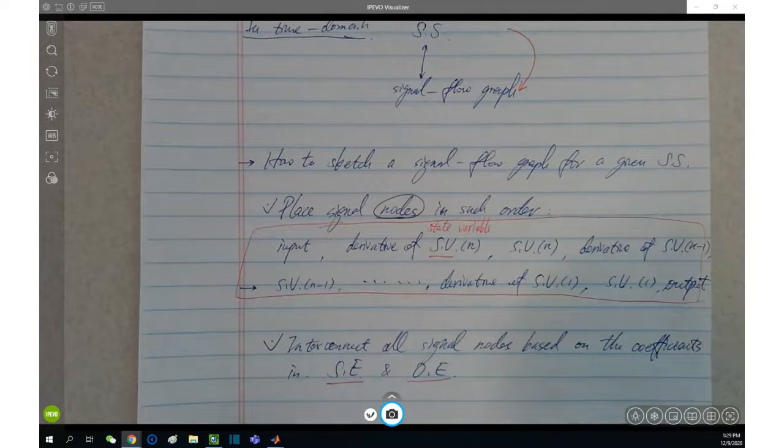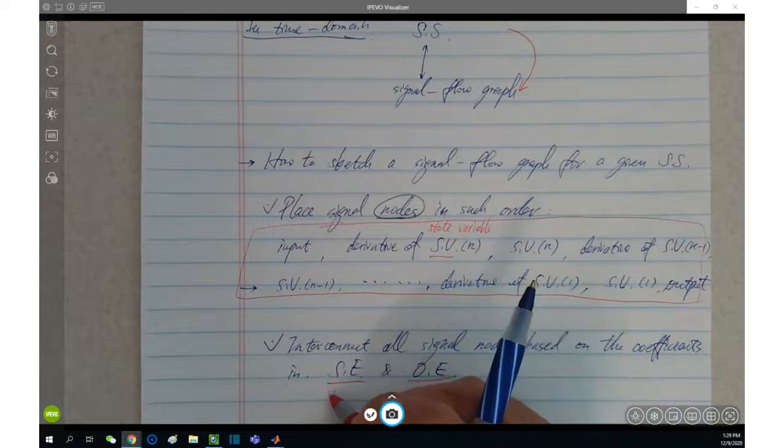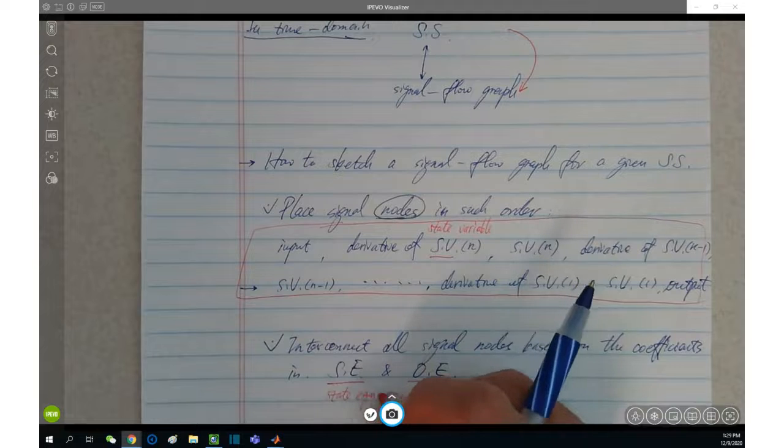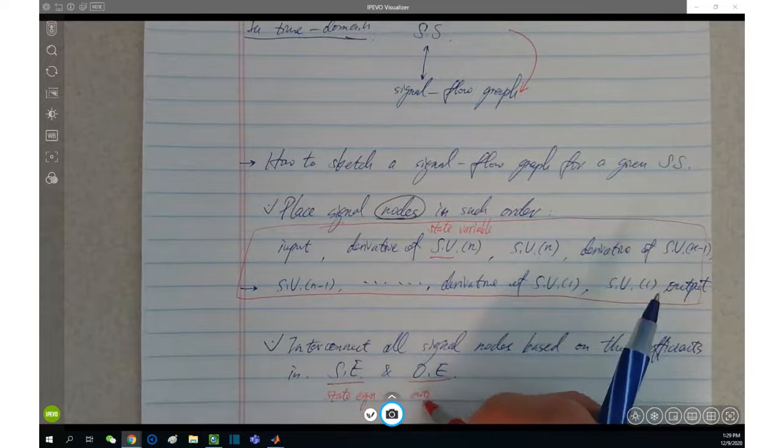Yep, here we go. Kevin is right. The state equation and output equation.